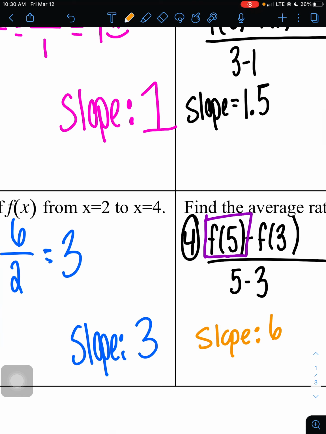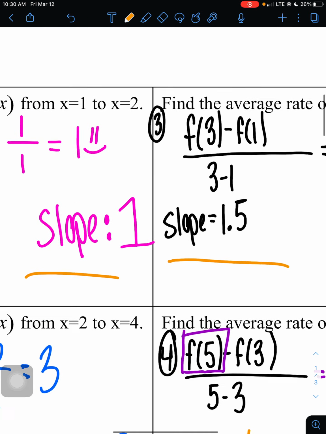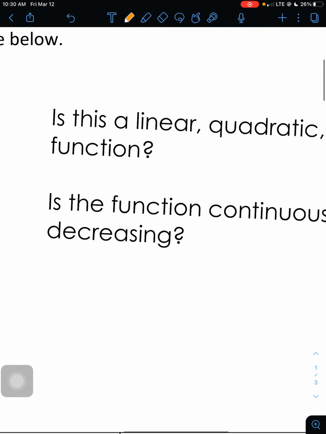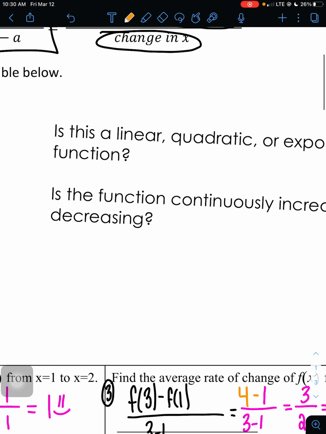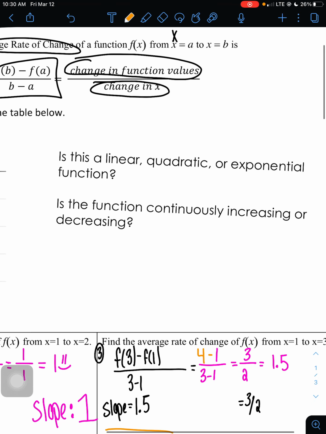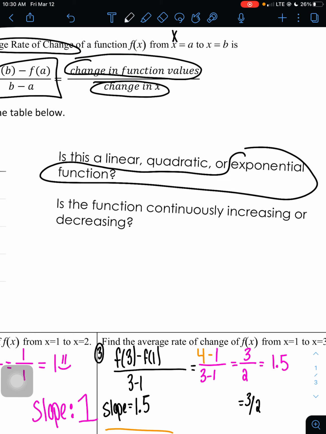We are not increasing by the same amount each time because I can see here my slope is 1. Over here I got 1.5. Down here I have 3. Over here I have 6. So if I'm going up to those intro questions, is this a linear, quadratic, or exponential function? I know that this is an exponential function because my slope, my rate of change, is changing each time and it's changing at an exponential rate.